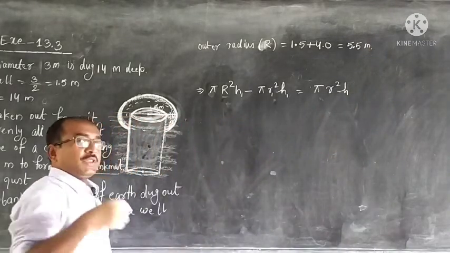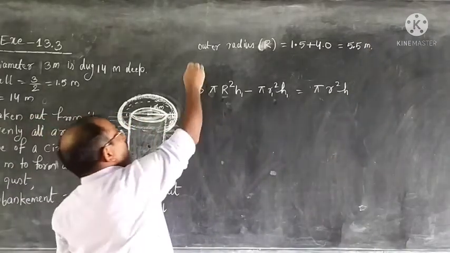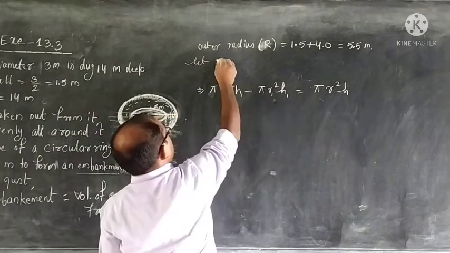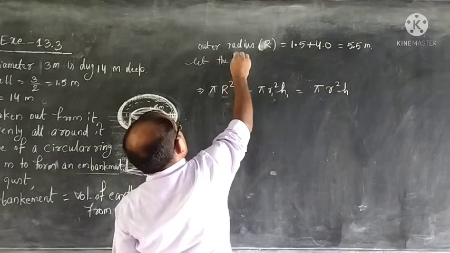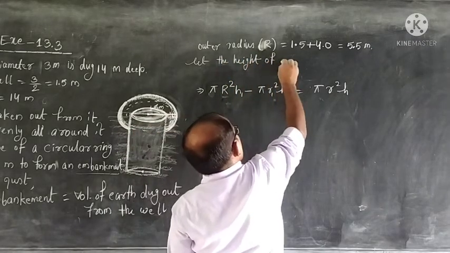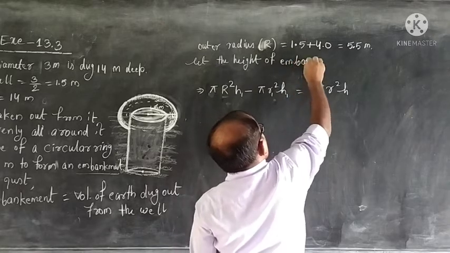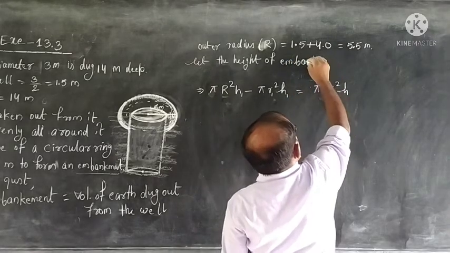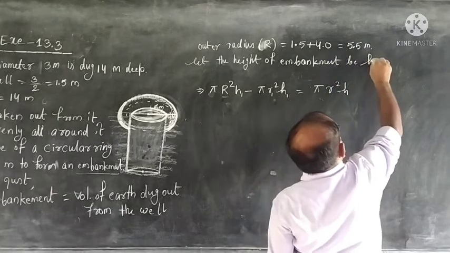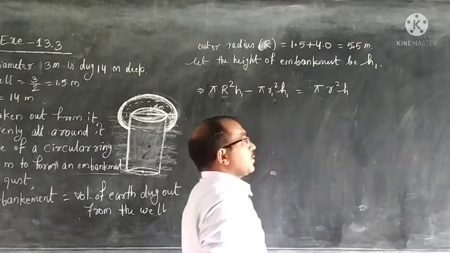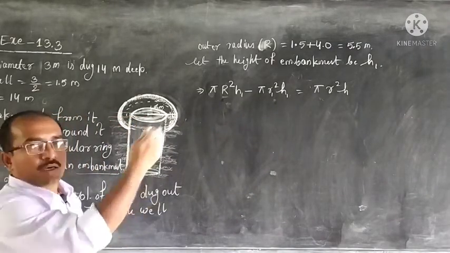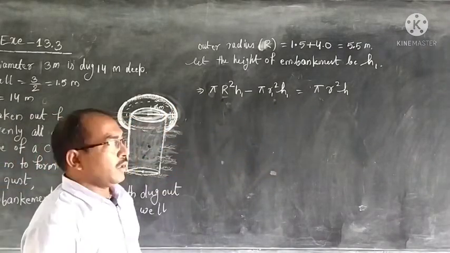And then what will be the height of the embankment? Let the height of the embankment be h1, this h1 that we have used here. This is nothing, only a number, because h is coming everywhere, just to show the difference. This height is for the embankment, that height is for the well.